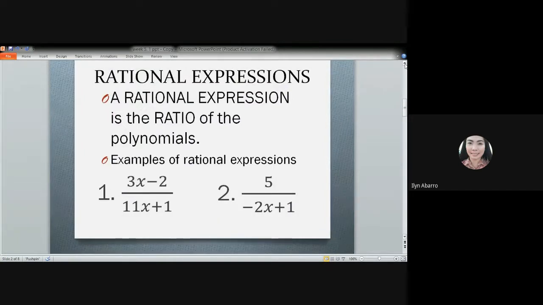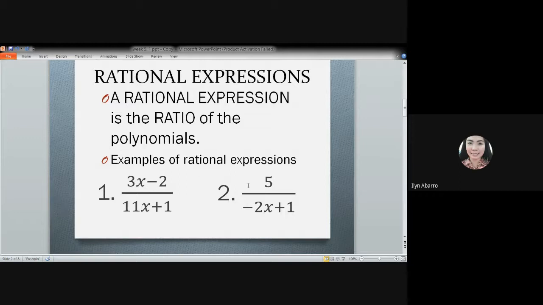A rational expression is the ratio of polynomials. When we say ratio, this is a fraction wherein there is a numerator and a denominator. Since this is a rational expression, it is a fraction of polynomials. Example number 1, 3x minus 2 over 11x plus 1. This is an example of a rational expression because this is a ratio of two polynomials.